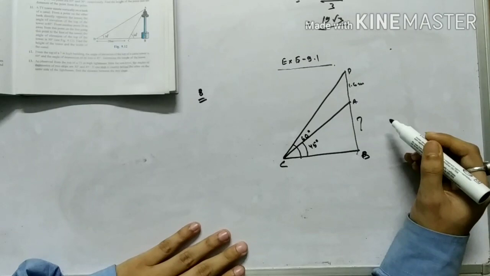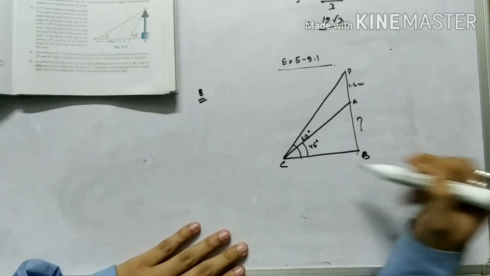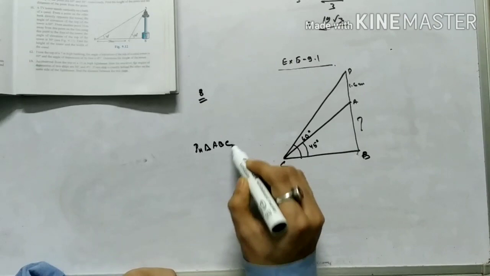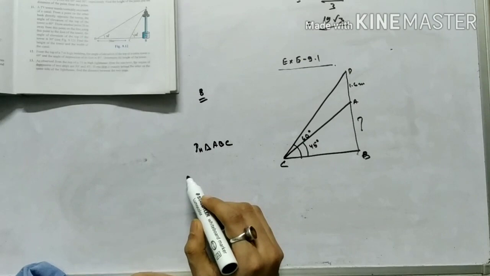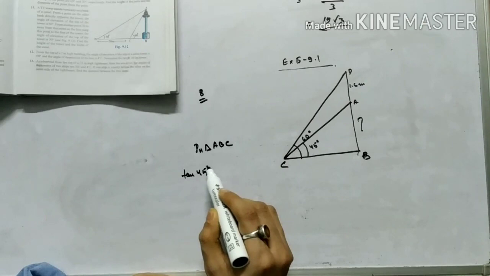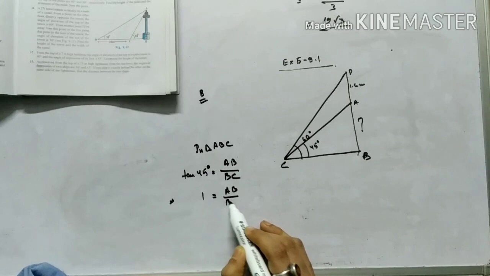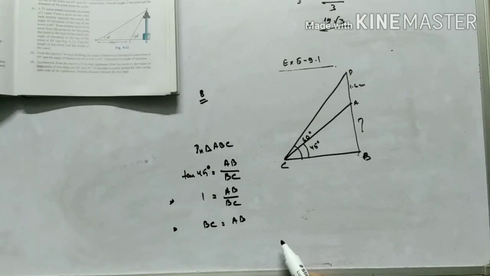First, I will take this triangle. In triangle ABC, I will use tan. Tan 45 degrees is equal to AB by BC. Tan 45 is 1, equal to AB by BC. If I send this to that side, BC is equal to AB, I will get. BC is equal to AB. This is equal to this.